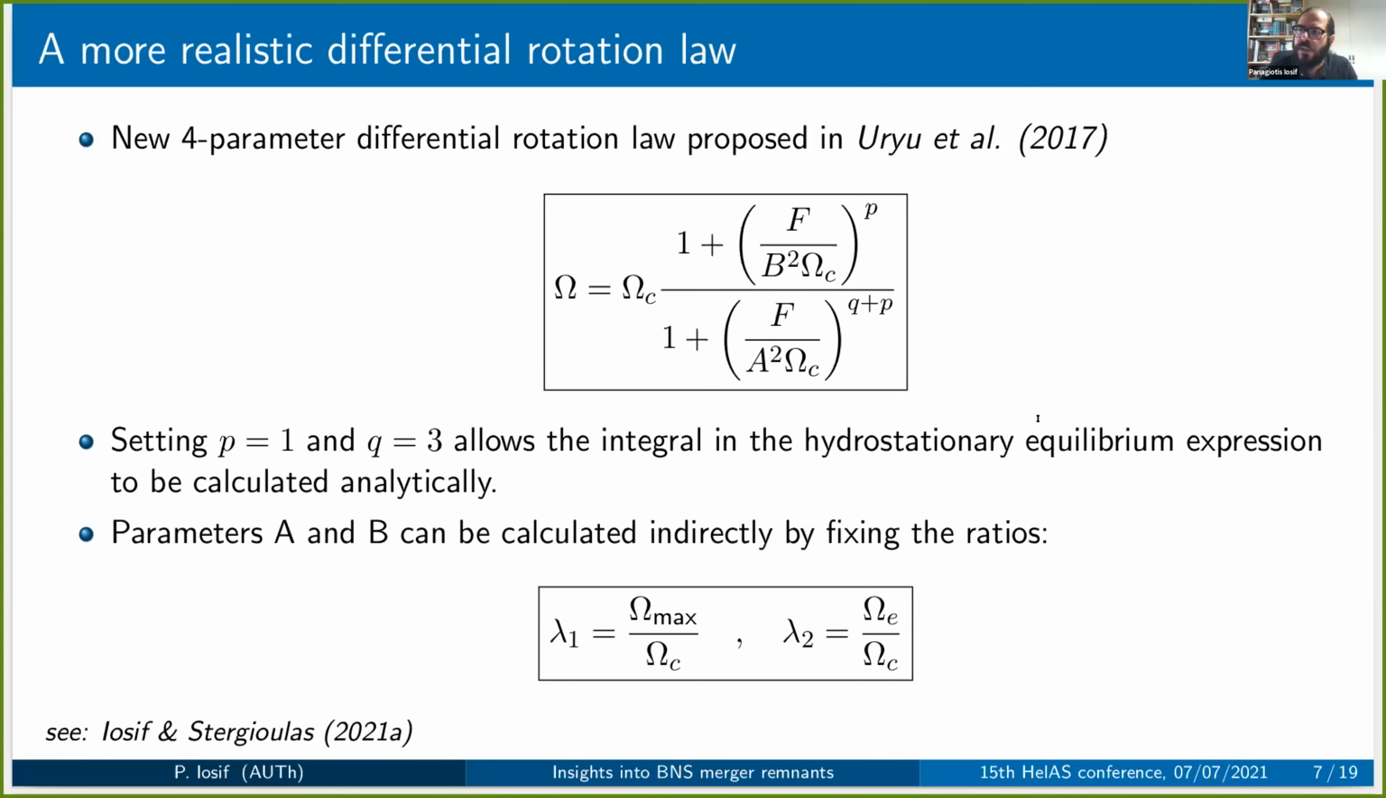Luckily, relatively recently, Uriu and collaborators proposed novel differential rotation laws, and one of which is this 4-parameter differential rotation law, which is the one we used in our recent work. We also tried to decrease the number of parameters by fixing 2 of them. And the rest of the parameters were indirectly tackled by fixing these 2 ratios, λ1 and λ2, which are the maximum angular velocity over the central angular velocity and the equatorial angular velocity over the central angular velocity.